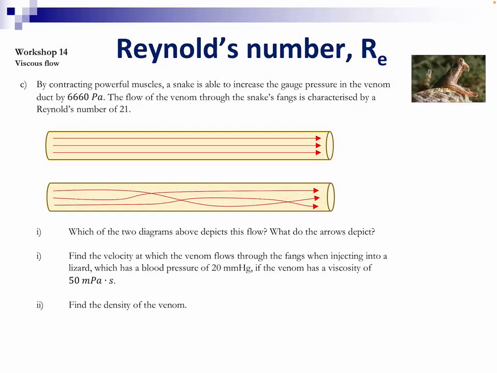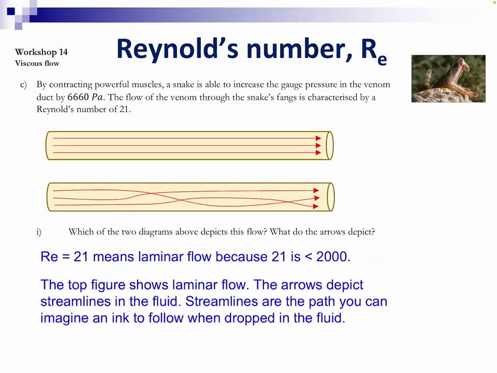Laminar flow is characterized by orderly streamlines. So this top figure shows a laminar flow. In turbulent flow, the velocity vector is everywhere.